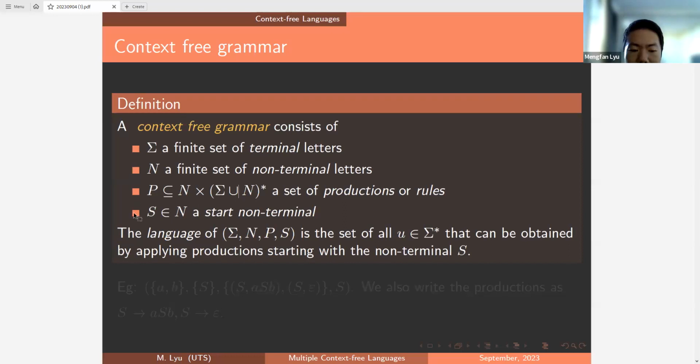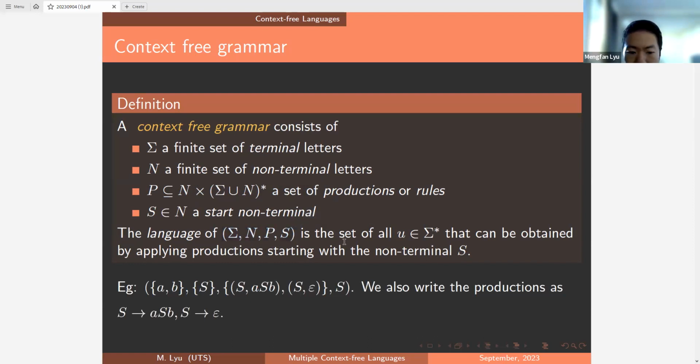And then we need a start non-terminal, which means we start from this S and then use these rules to produce some language or set of words. The language generated by these rules is called a context-free language. So let me give you an example to show what they are.